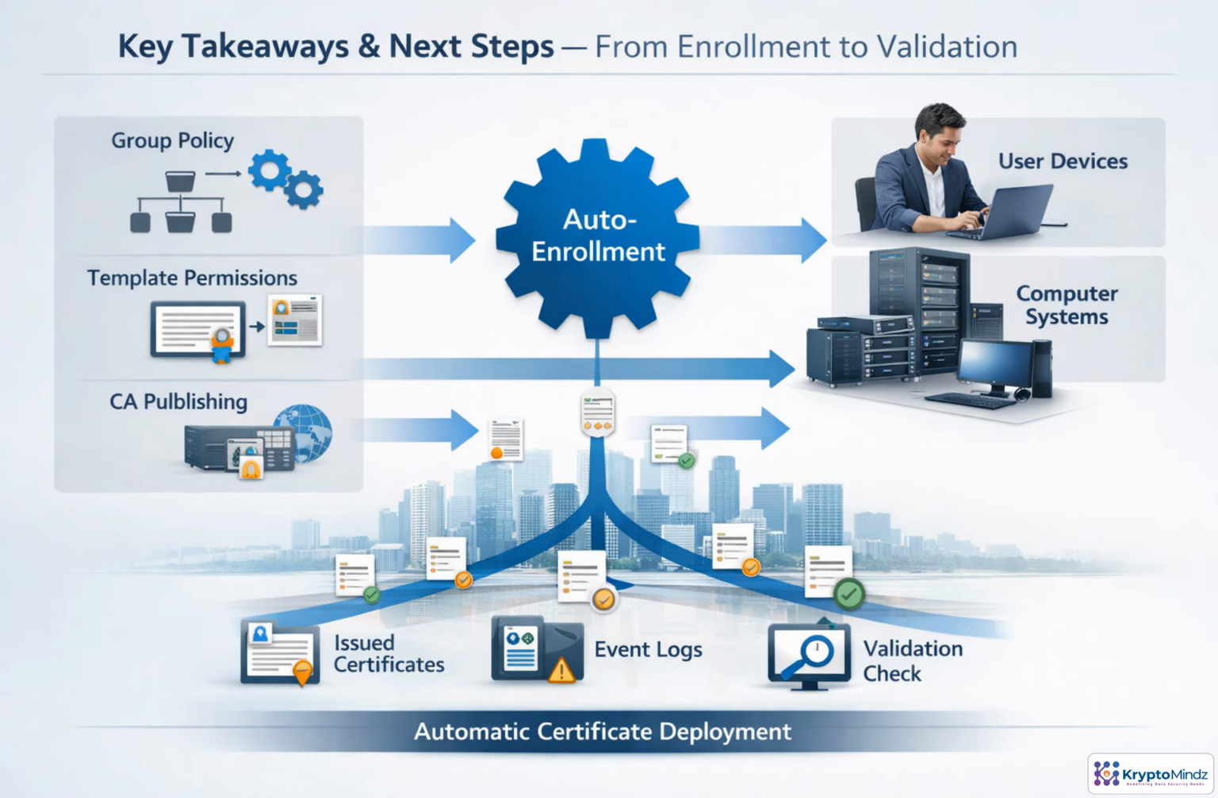Auto-enrollment only works when three elements line up. The template is correctly secured, it's published on the Enterprise CA, and the right group policy targets your users and computers. Always validate with gpupdate, the certificate stores, Event Viewer, and certutil before making changes. In the next module, you'll focus on securing validation by configuring CRL and AIA locations.